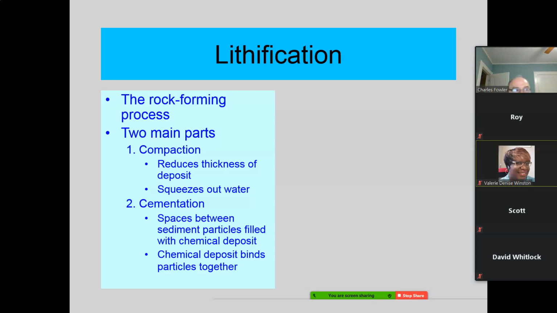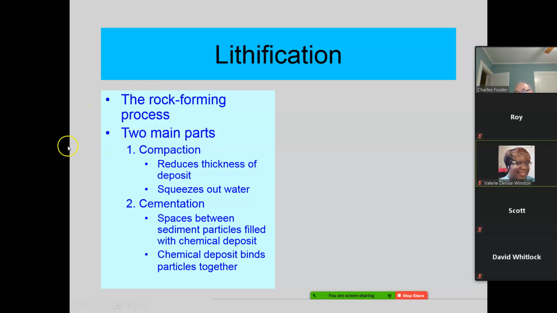sediments actually become rock? Because that sediment is just pieces of rock or chemical combinations of rock. Well, lithification. When you see the prefix litho, think rock. And this is lithification, the rock forming process. Two main parts. First, after you have the sedimentation, it's not rock. It's just layers of sediments, okay?